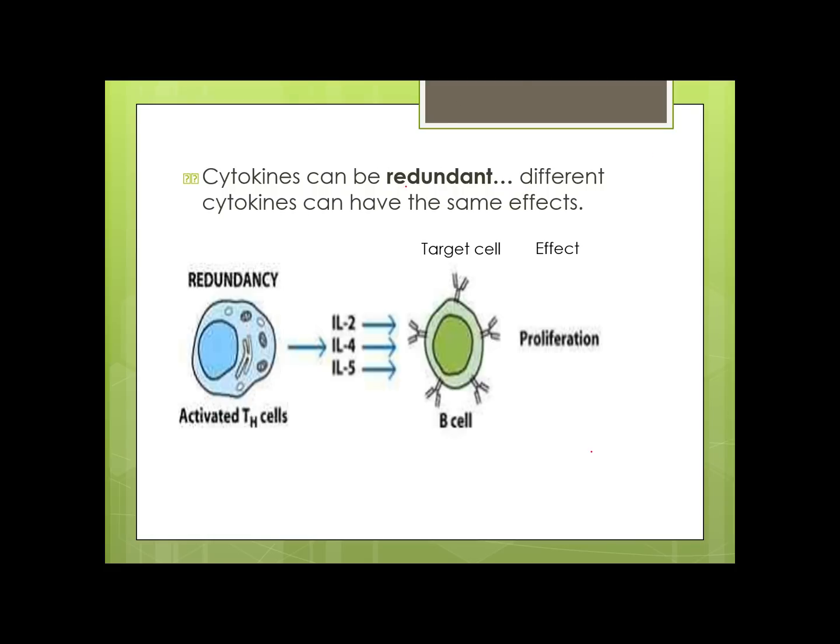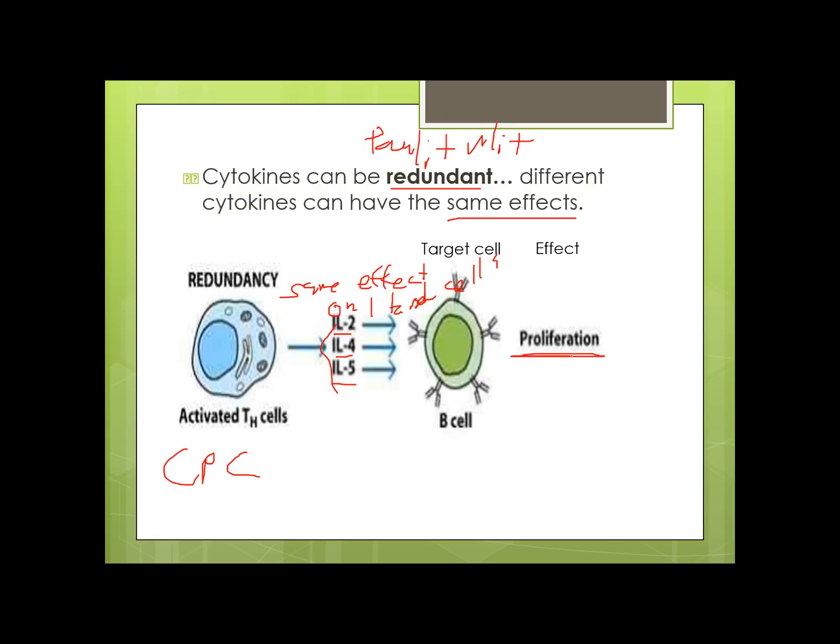Now, cytokines can also be redundant. When you say redundant, sa Tagalog, paulit-ulit, repetitive. These are cytokines that can have the same effects. Example again: here is your cytokine producing cell or your T helper cell. It will secrete three types of cytokines: interleukin 2, 4, and 5. Now, all of these three have the same effect on one target cell. So, interleukin 2, 4, 5 on B cells will cause proliferation. So, I hope that was clear kung ano yung redundant. So, different cytokines can have the same effect on a single target cell.